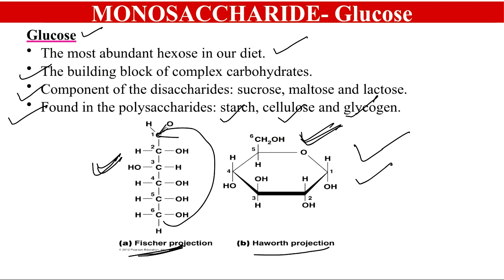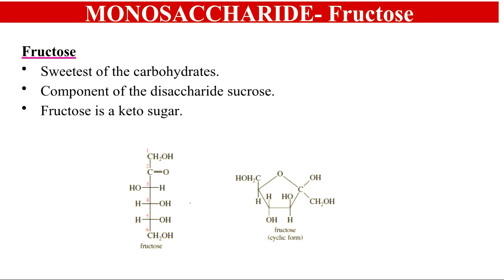Next we have fructose. Fructose is the sweetest of all the carbohydrates. You know, we eat a lot of fruits, right? Why are they sweet? They are sweet because of the presence of fructose in them. That is the reason. They are also a component of the disaccharide sucrose.